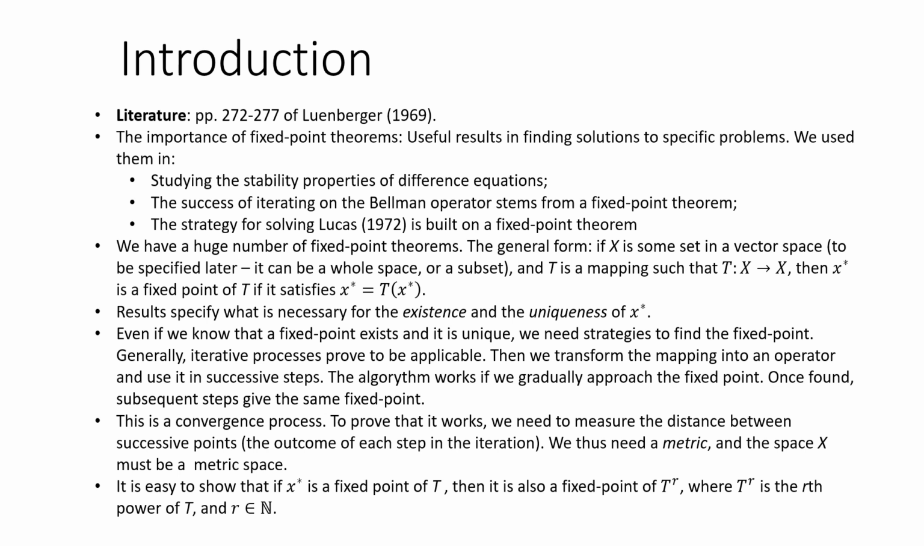So over and above the set, the vector space, and the mapping, we need an additional thing, a metric by which we can measure the distance between the successive points of the iteration. So we need a space or a set in this space. We need a mapping of which we create an operator, and we need a metric by which we can measure the distance between the successive points. So this is all we need.